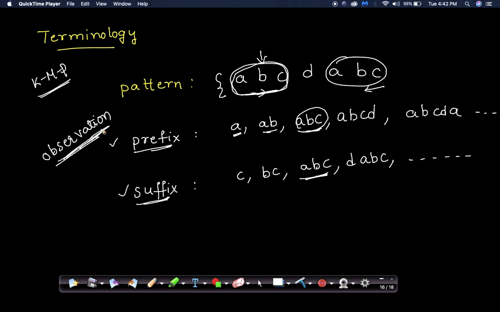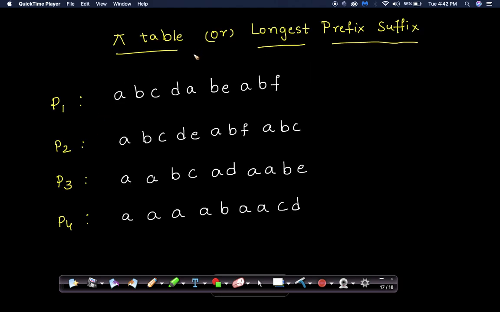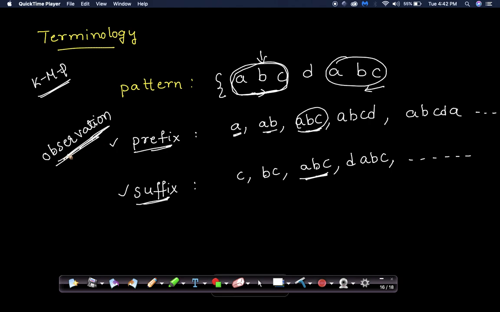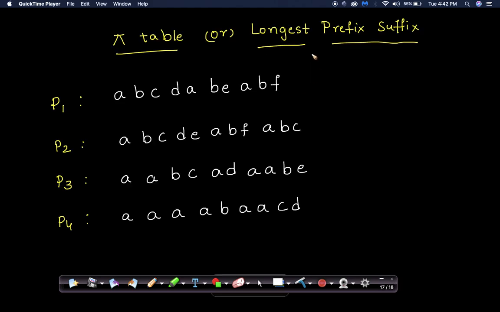For that, first they have to prepare a table called a pi table. Based on this concept, what we have observed is that there is a common prefix and suffix in the given input string. Then how can we maintain a table? Once you maintain this table, constructing the KMP algorithm is very simple. Let's understand how to construct this pi table.